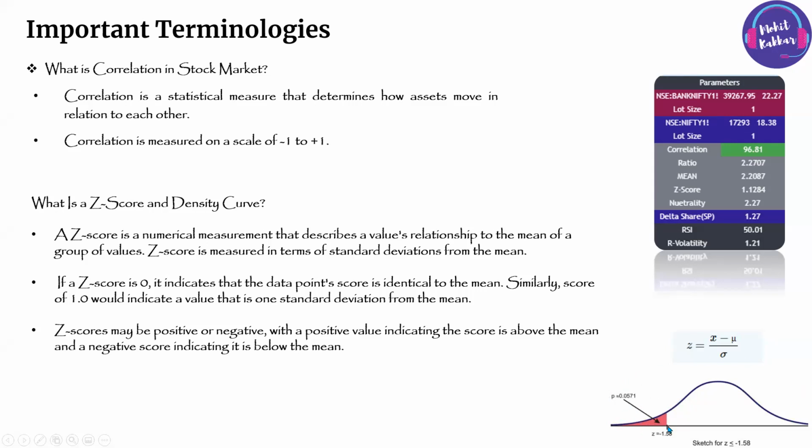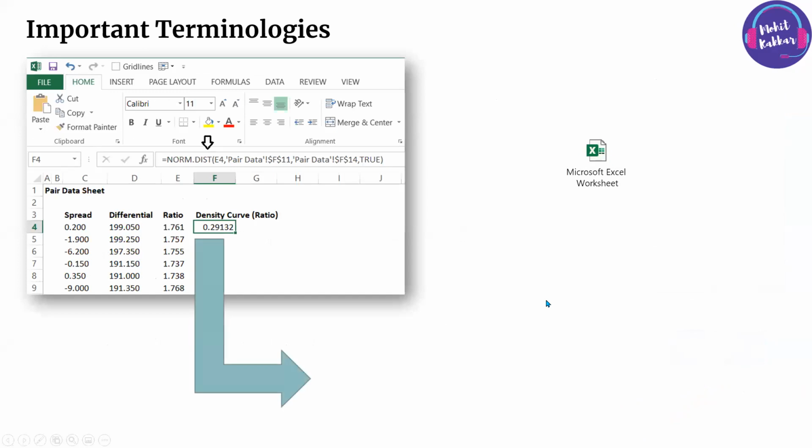So here when you say the z-score is 1.58, by statistical methods it will say a p-value. I'll not confuse you a lot. Let me show you a very simple table. This is how you get the spread, differential, and ratio of a pair. Then you calculate the density curve, which is the normal distribution function.